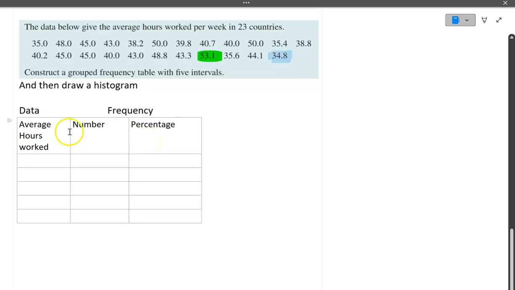So you can watch the previous video if you don't understand what I'm doing. This is what will always be there: number here, percentage here. You don't have to write the percent sign, it will be in percent, right? So hours worked. Now notice that the smallest number is 34.8.